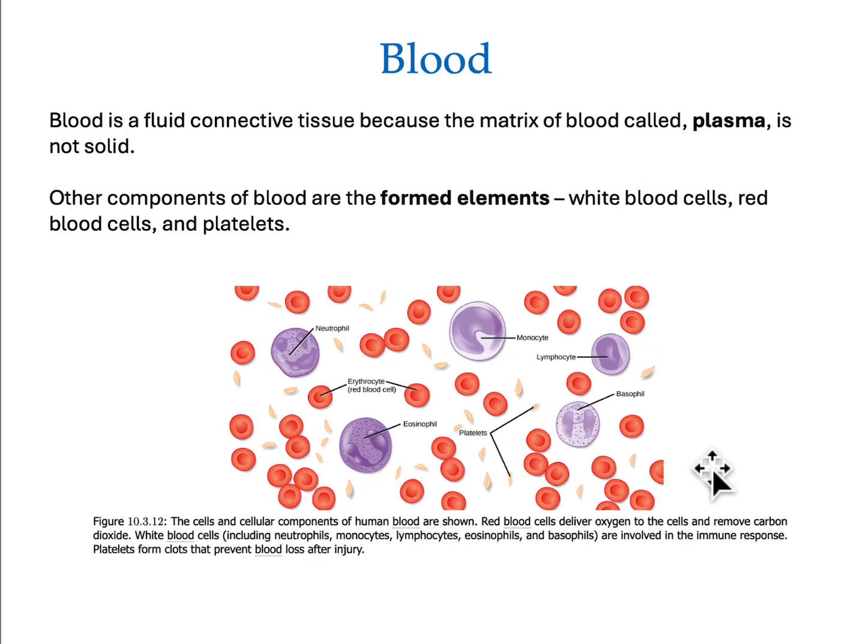Blood. Blood is a fluid connective tissue because the matrix of blood, called plasma, is not solid. Other components of blood are the formed elements: white blood cells, red blood cells, and platelets. Okay, and those white blood cells, as you heard before, are neutrophils, monocytes, lymphocytes, eosinophils, and basophils.